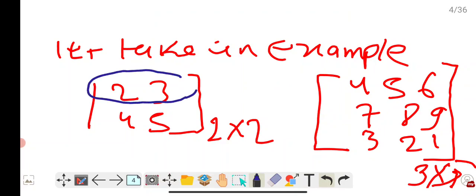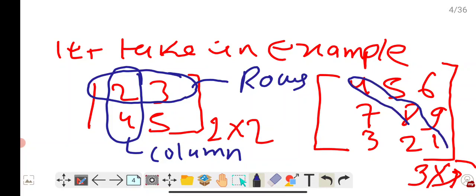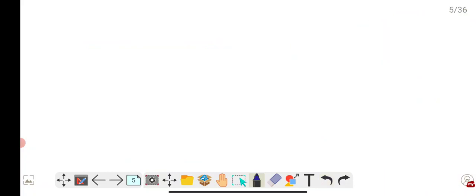This is known as rows. This is known as column. Here, this is known as diagonal. Now let's move towards how to find the determinants of 2 by 2 and how to find the determinants of 3 by 3 matrix. So first we start with the 2 by 2 matrix.